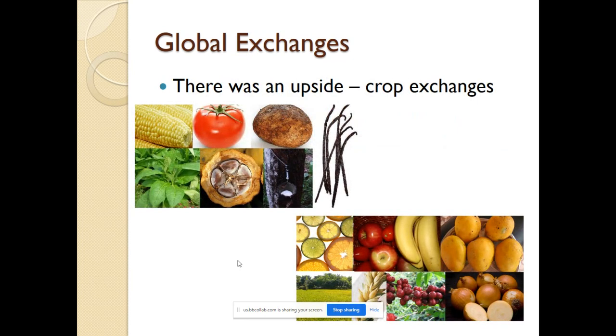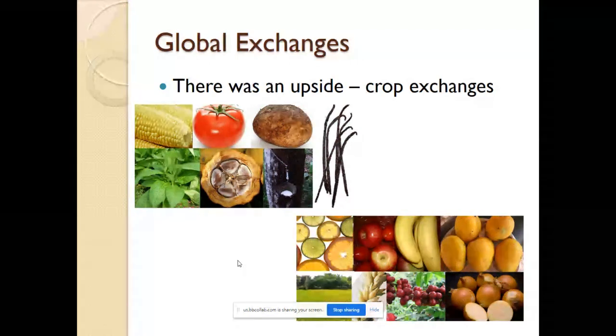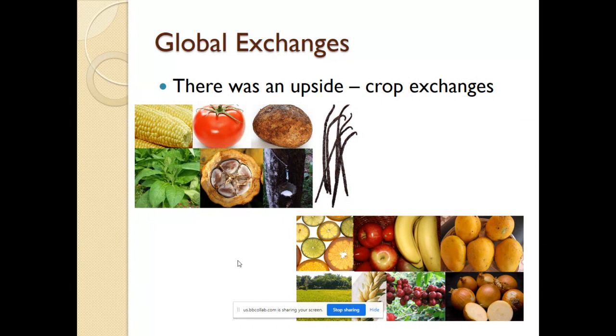There is an upside, as I mentioned, crop exchanges. Things that existed in the old world got transplanted over to the new. Things that only existed in the new world were transplanted back to the old world. So things that existed in the new world, things like corn and tomatoes. Think about it, there was no marinara in Italian food until the Columbian Exchange. Tomatoes, potatoes, I think those are vanilla beans, tobacco. Those all existed in the new world and eventually got moved over to the old. Things from the old world that came to the new world: citrus fruits, apples, bananas, onions, that's wheat there on the bottom. So there are crop exchanges.